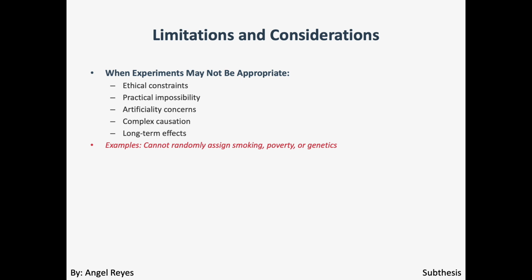Artificiality concerns arise because laboratory settings may not reflect real-world conditions. Complex causation involving multiple interacting causes can be difficult to study experimentally. And long-term effects that take years to develop are challenging to capture in typical experimental timeframes.